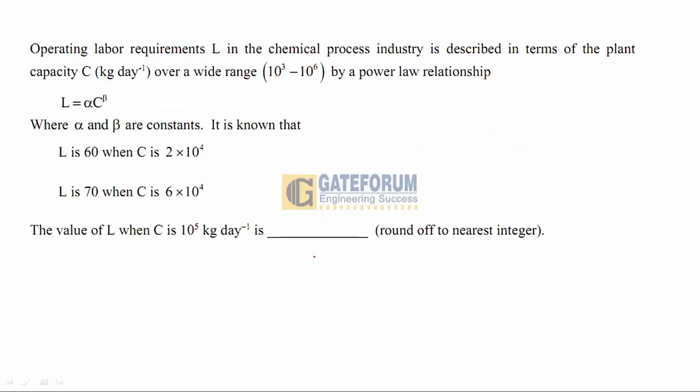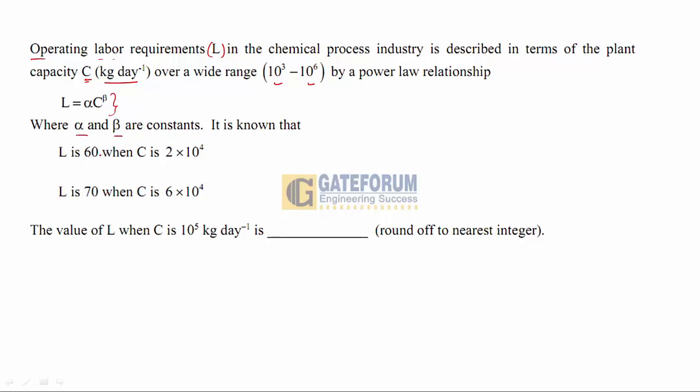So this is the question on plant design and economics, which came off 2 marks, I think, in GATE 2021. So let me read out the question. It says that operating labor requirements, which is termed as L, in some chemical process industry, is described in terms of the plant capacity. And plant capacity is C. Units are given as kg per day over a wide range from 1000 to 10 to the power 6. Described by a relationship, and this relationship is L is equal to alpha C to the power beta, where alpha and beta are two constants.